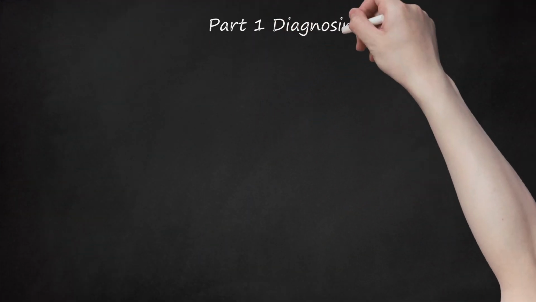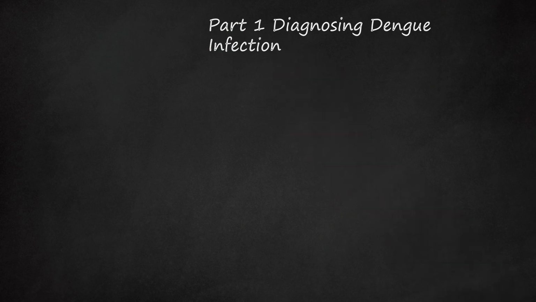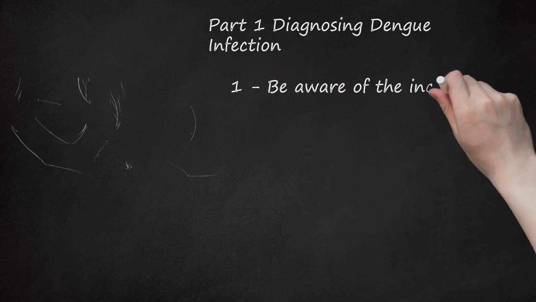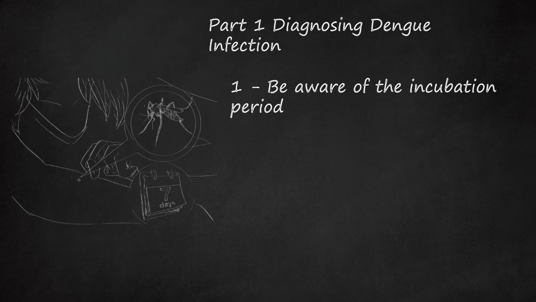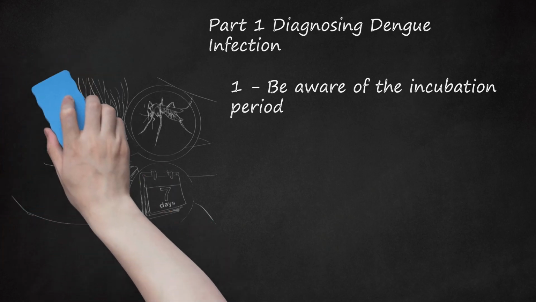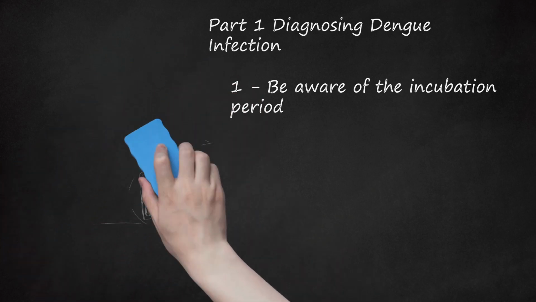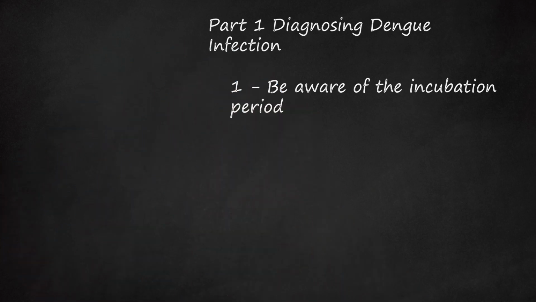Part 1: Diagnosing dengue infection. 1. Be aware of the incubation period. It takes about a week for symptoms to appear after an individual is infected. The symptoms presented by those infected with dengue determine its severity and the treatment plan. After you've been bitten by a dengue-infected mosquito, symptoms will appear typically 4 to 7 days later. These symptoms generally last about 3 to 10 days.